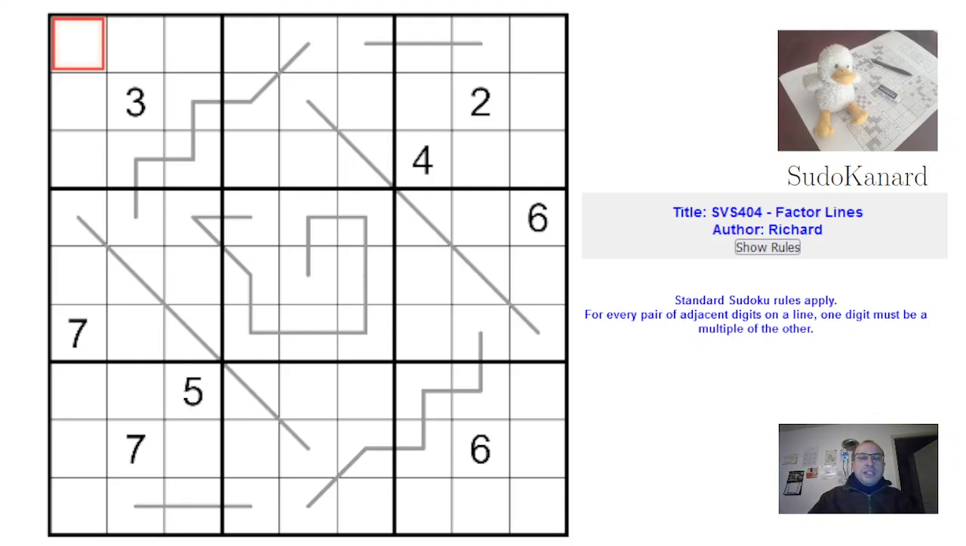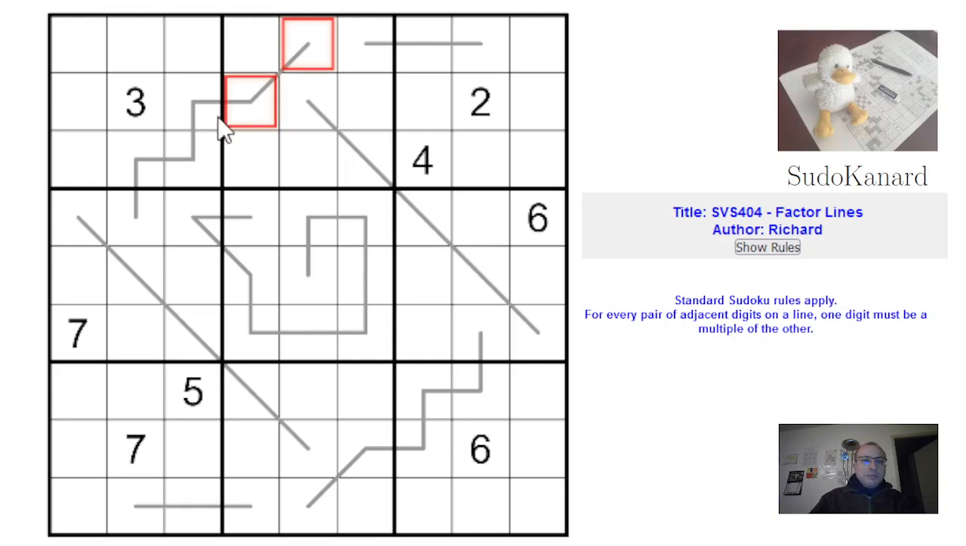So factor lines is a rule set that we have already seen. It was featured in Sudoku Grand Prix. It was a puzzle by John Erturan, in 2024, I think. And the rule is not that complicated. Whenever two cells are connected by such a line, one of the digits must divide the other.